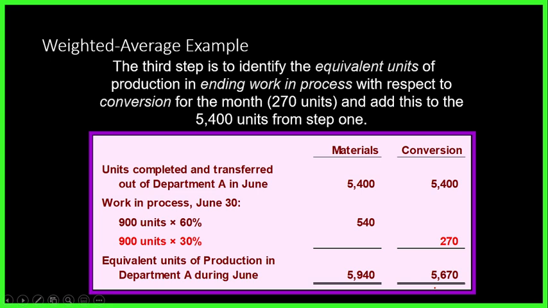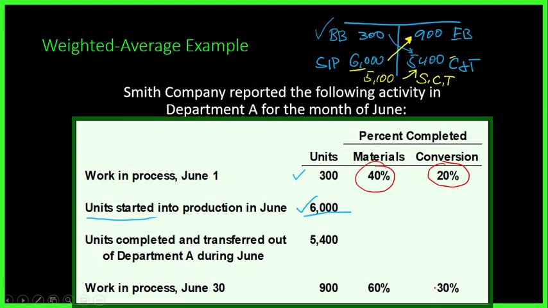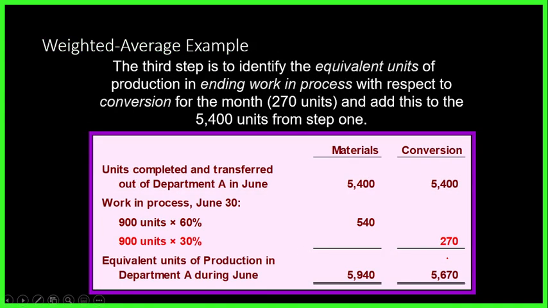Feel free to pause the video and go back to the previous slide, para malaman nyo kung saan nanggaling yan. Dito yan, oh. Tara! Okay, so you have your 900, 60, and 30. There you go. You multiply that, and this is now your EUP using weighted average.